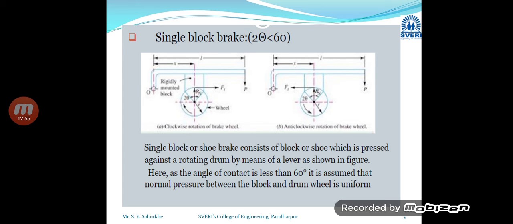Otherwise we have to take the integration of those frictional forces, and then we can utilize this for the analysis. Now here you can see how the braking force is generated when the drum is rotating in clockwise and anti-clockwise directions. In this case you can see the lever, and to that lever one block is mounted, which is pressed against the rotating drum with the help of one fulcrum supporting the lever.